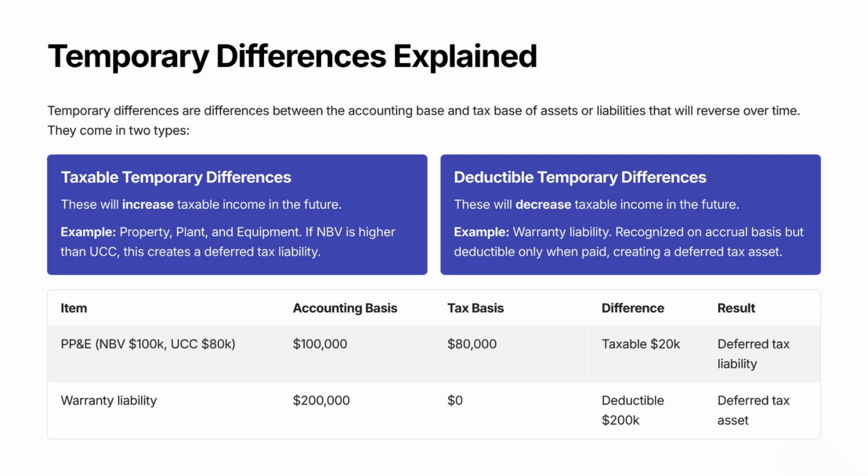So to put it really simply, a deferred tax liability, or a DTL, is basically a tax bill that you've kicked down the road. You got a bigger deduction today, which was great, but it means you're going to pay more tax later.